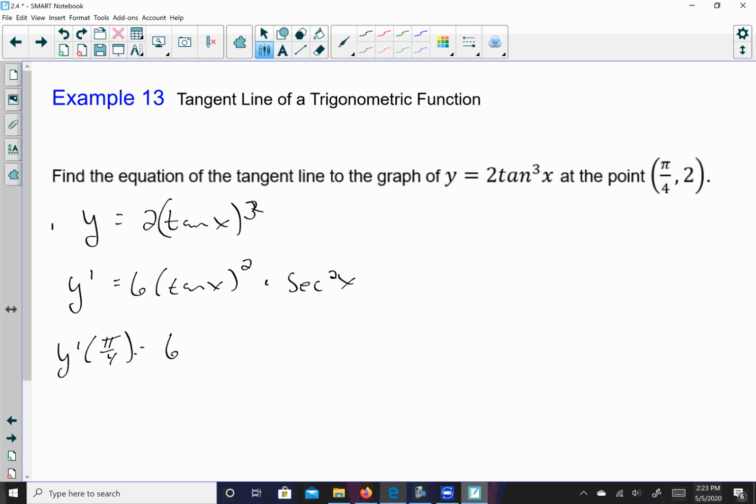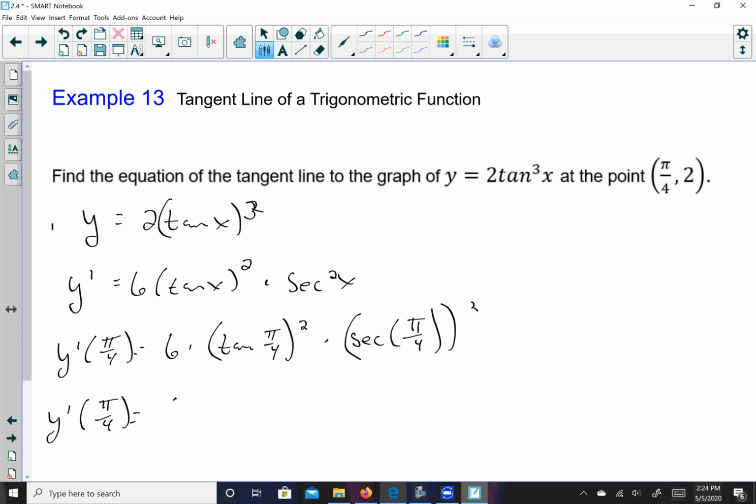So now I'm going to find the derivative at pi over 4. So this will be 6 times the tangent of pi over 4, and whatever I get for that, I'm squaring it, times the secant of pi over 4. Whatever I get for that, I'm squaring that as well. So knowing my unit circle, the tangent of pi over 4, that's easy, that's 1. So this will be 6 times 1 squared.